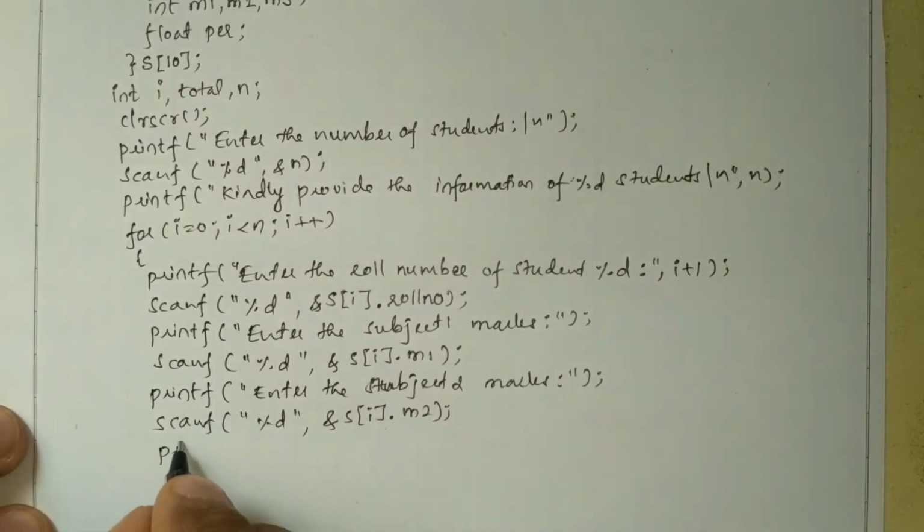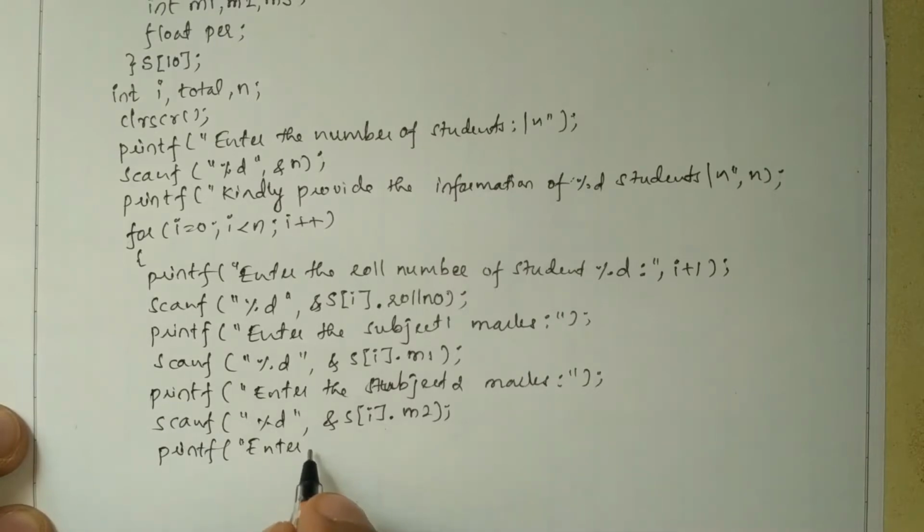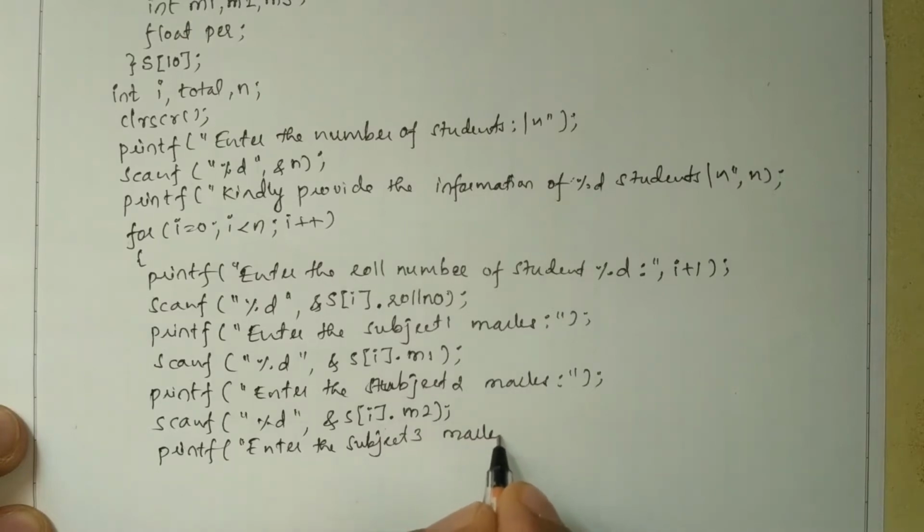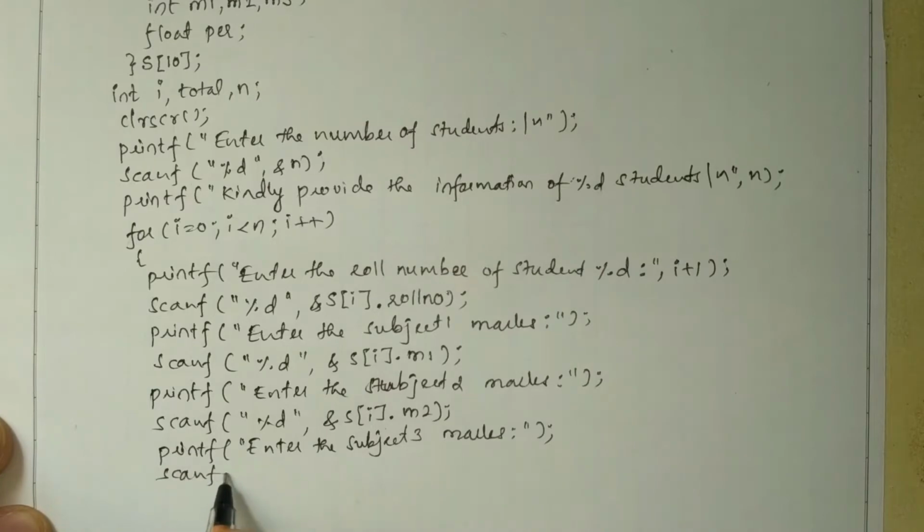Next, for the third subject marks, we'll write printf. In the double quotation mark, we'll write enter the subject 3 marks. So end the double quotation mark, we'll write the scanf statement %d, ampersand s of i dot m3, and put semicolon. So next curly closing brace for this opening for loop.